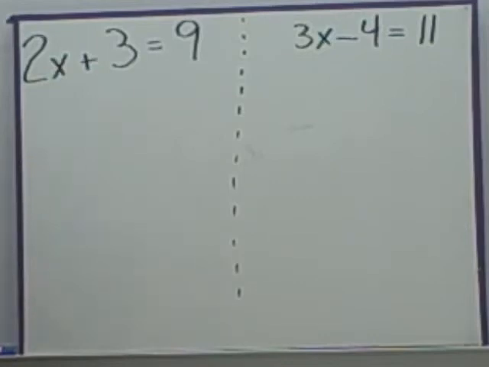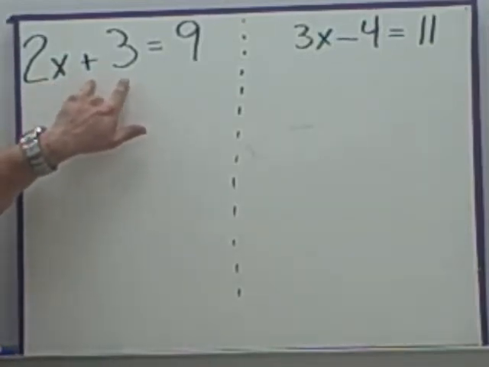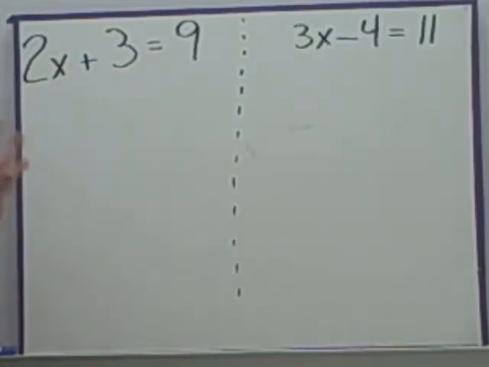What's happening to that x? Well, the x is being multiplied by 2 and having 3 added to the result. At least that's what the order of operations tells us to do. Multiply, then add. We're going to do the opposite. And we're going to do it in the opposite order and the opposite operation.